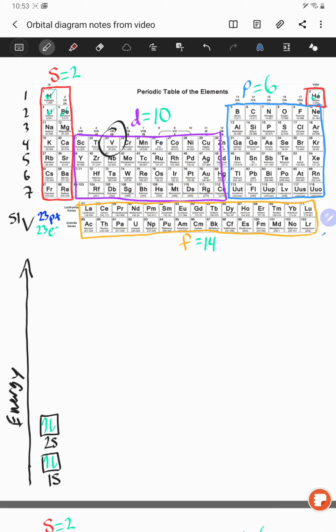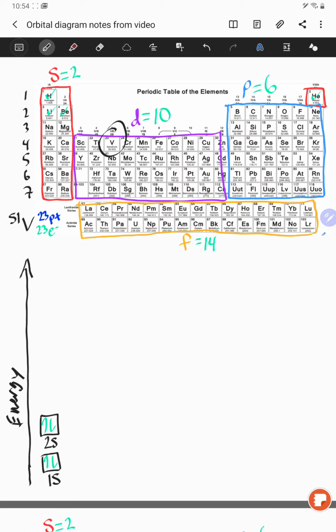All right, so we drew our 1s and 2s. We got to see where we're at. We're moving from left to right. And we see that once we get here, we are still in the second row, corresponding to the second energy level. And we are now in the P block, P orbital.